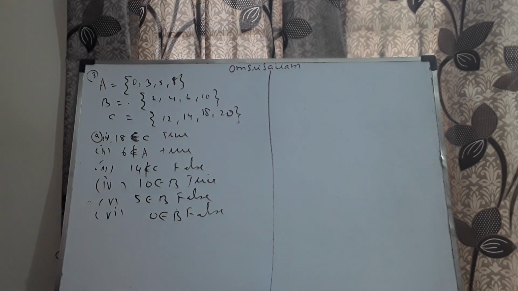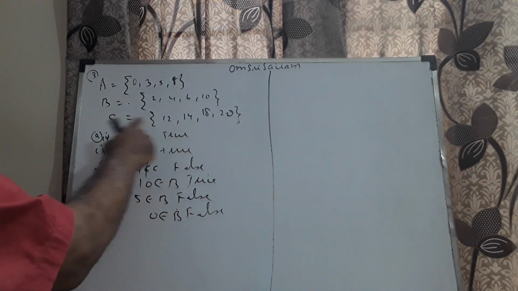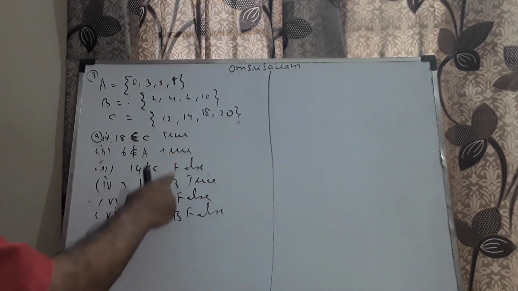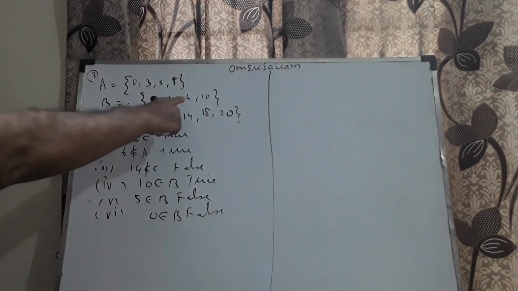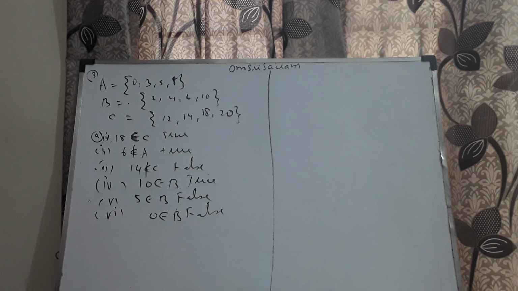Then 14 does not belong to C. Sorry, that is does not belong to C. That is false, because 14 is there in C. Then 10 belongs to B. That is true. Then 5 belongs to B. That is false. Then sixth one says 0 belongs to B. 0 belongs to A, so B is false.